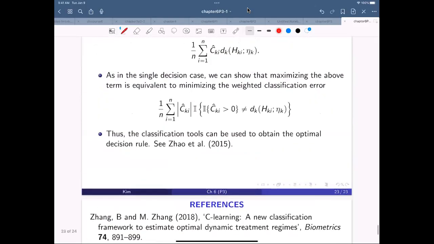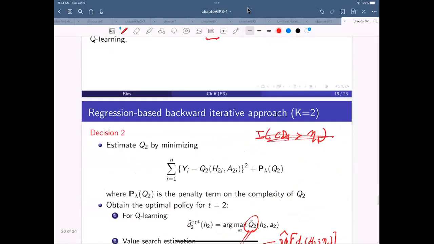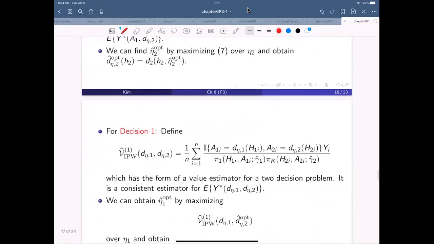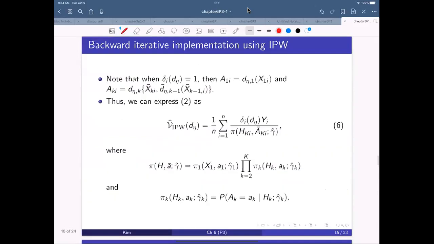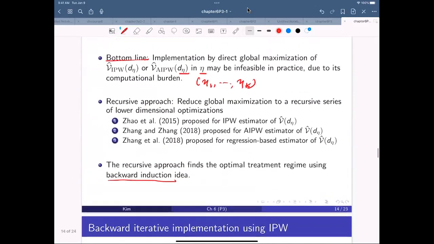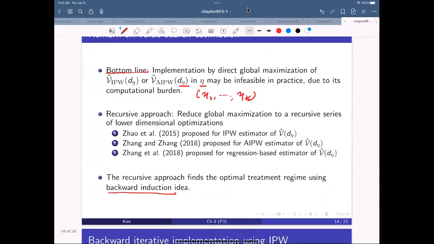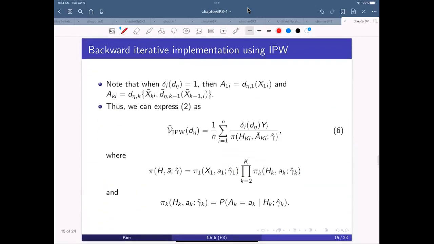So anyway, they kind of imagine all possible combinations over the method, and then write a paper for every possible combination. So basically, for the recursive approach, you can use the IPW estimator of the value, the AIPW estimator, or the regression-based estimator of the value.